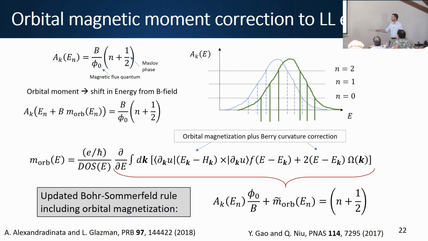That has to do with the average orbital moment at a given energy. It's given by this expression here. So this is our orbital magnetization. Here, E is sort of like a Fermi level, and we need to take a derivative with respect to E to get the energy resolved quantity. At the end of the day, you end up with a modified Bohr-Sommerfeld rule, which includes the orbital magnetization. This factor here is dimensionless and just given by this integral.